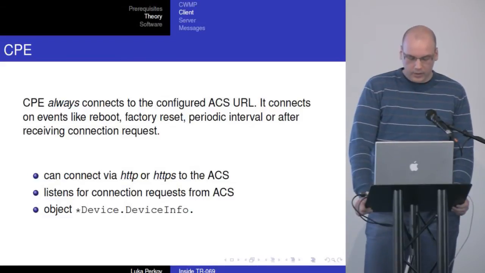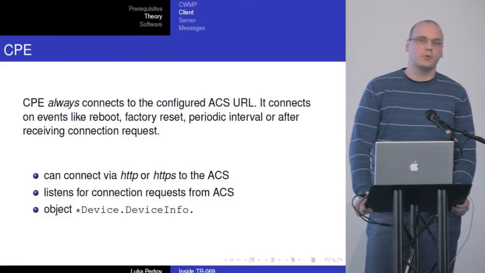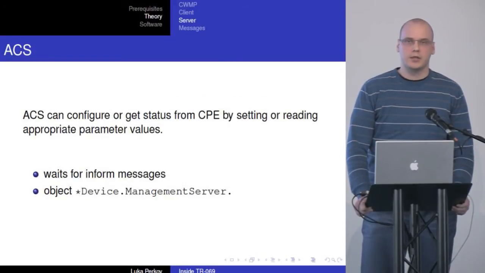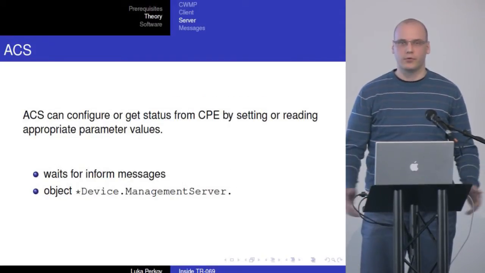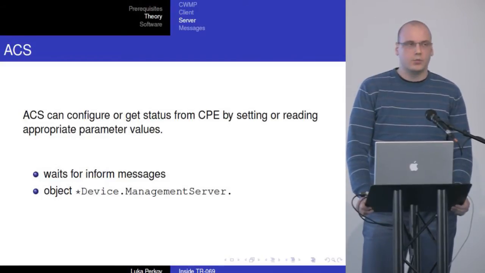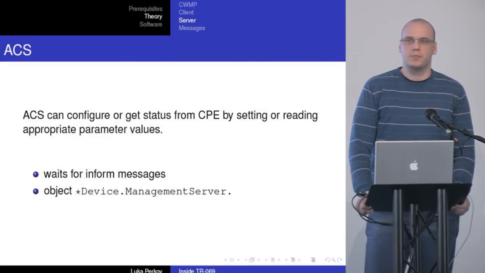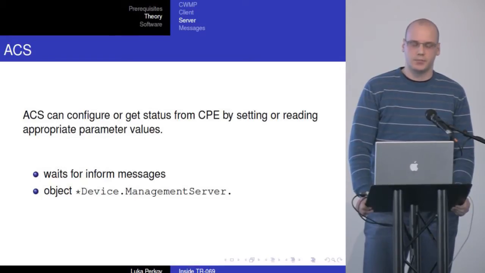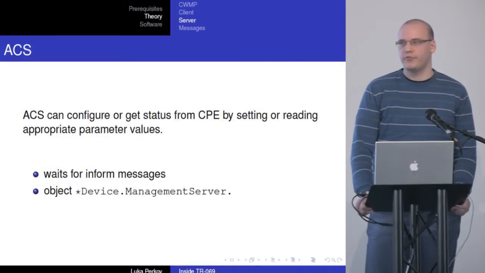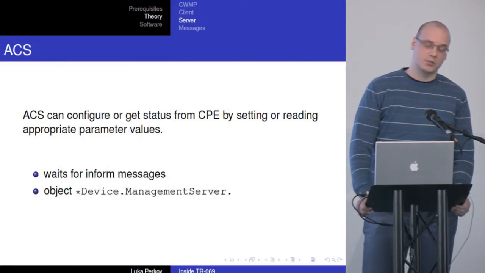ACS can configure or get status from the CPE. It can send actions to provision the CPE. It waits for inform messages from the CPE. Inform message is the initial message in the CWMP communication, which is sent by CPE. Most of the settings are in a ManagementServer object. Like you have seen before, the URL, username and password for connecting to the ACS, and also username and password for ACS when it's connecting to the CPE.